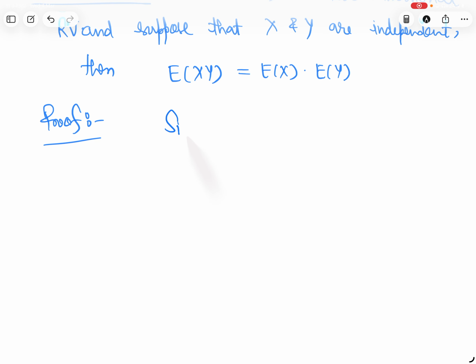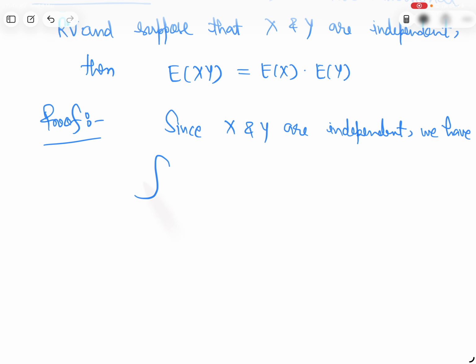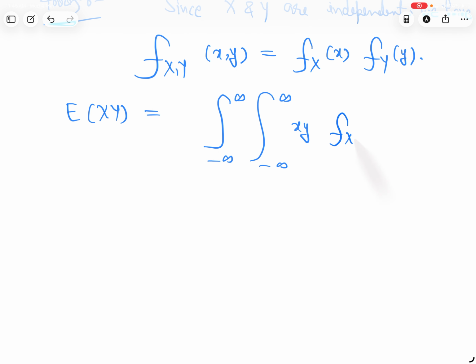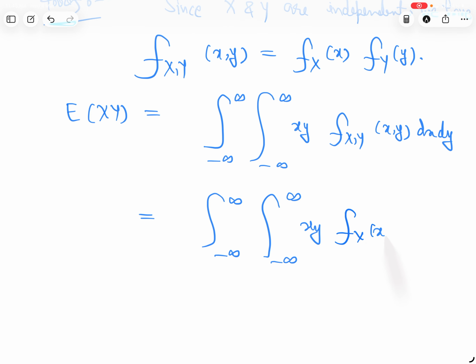Okay, since X and Y are independent, we have, what will be this relation? Can you tell me? This will be equal to, when we have X and Y independent, what is the relation between the marginals of X and Y? So what will be the expectation of XY, because we are taking the product. We can write this. This is equal to this.